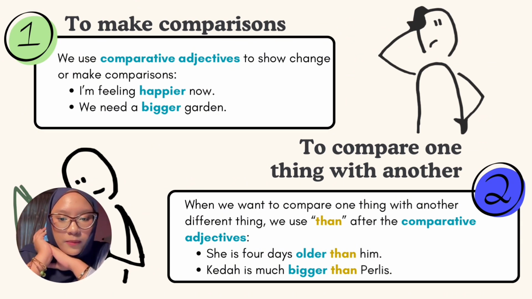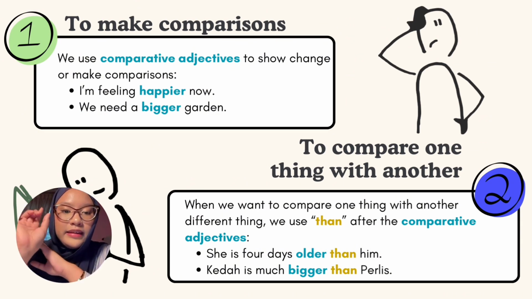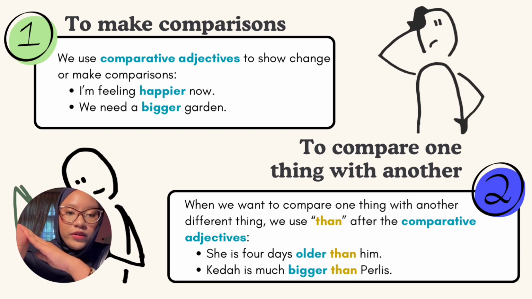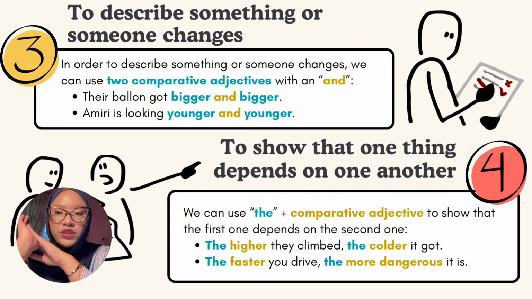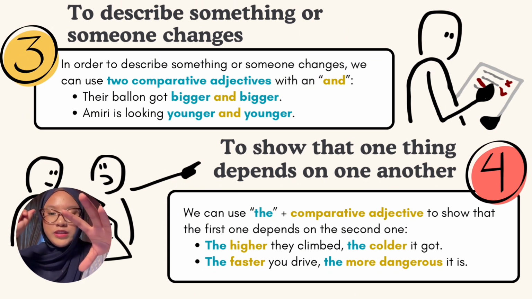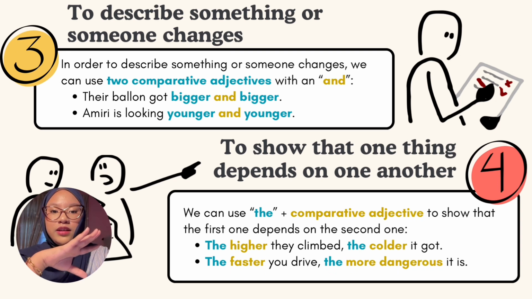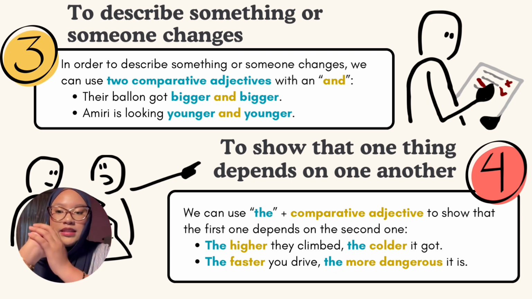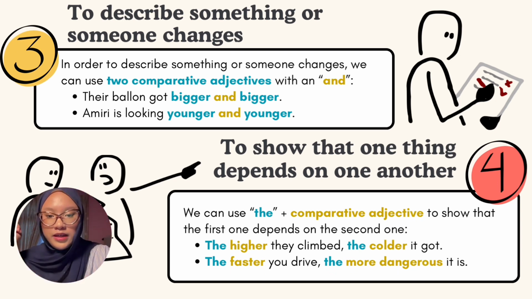The example is: she is 4 days older than him, which indicates that she is older than him by 4 days. Sometimes comparatives show that something is changing continuously. In this case, we repeat the comparative with the word and. For example, the first sentence is: their balloon got bigger and bigger. Amiri is looking younger and younger. Which means that today Amiri looks younger, but the next day he looks even younger than before. This structure suggests that the change continues over time.